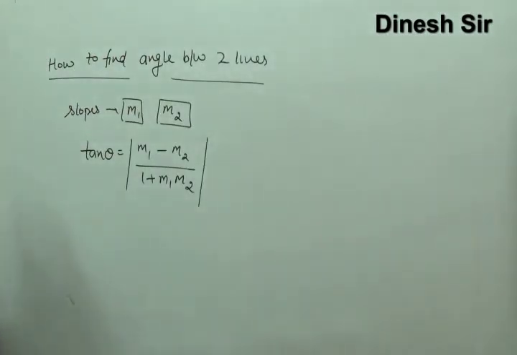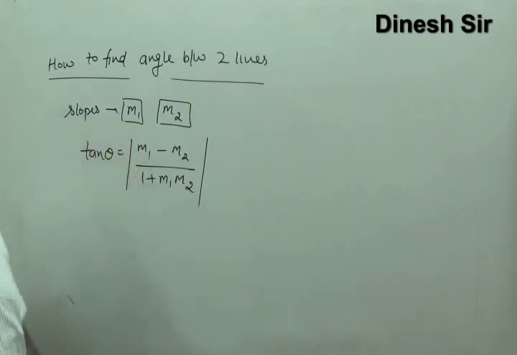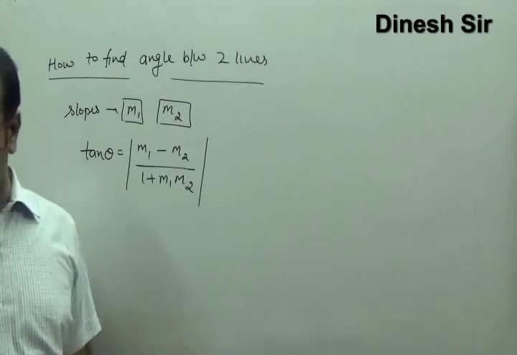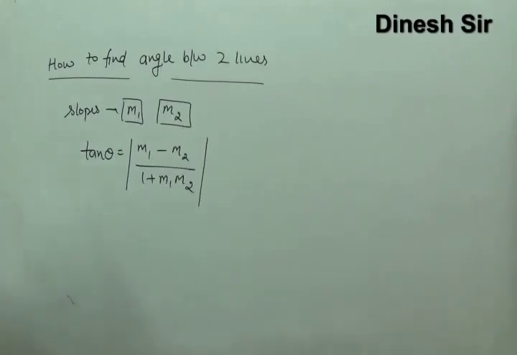If you have the slopes of the two lines, by applying this formula we can find the angle between them. Sometimes the angle between the lines is given and the slope of the first line is given. In that case, you just replace your values here, and you can easily find the slope of the second line, using tangent theta equal to m1 minus m2 upon 1 plus m1 into m2. I hope it's clear.